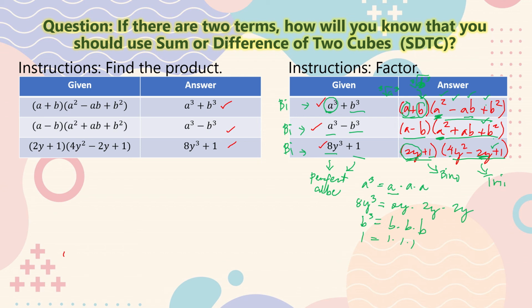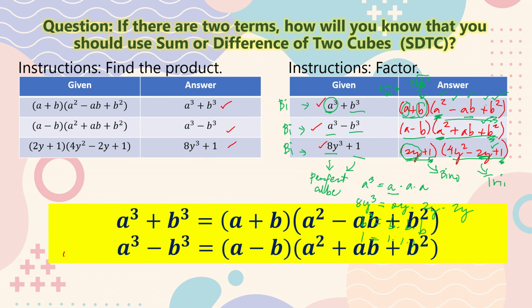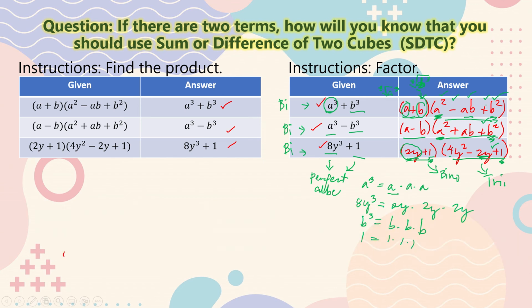Finally, for our last term, how do we get the result? It's just the square of the second term of our binomial. So what's the square of b? B times b, b squared. The second term here in the binomial is 1. What's the square of 1? 1 times 1 is 1. So there you go. That will give us the idea of what our rule is when we use SDTC.